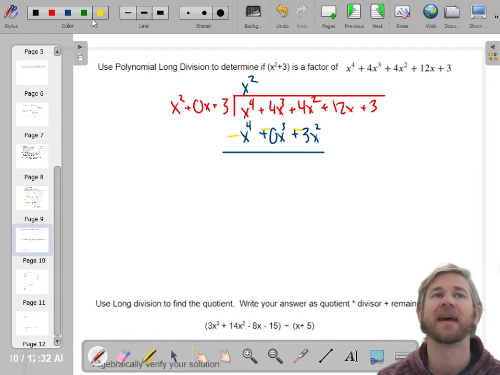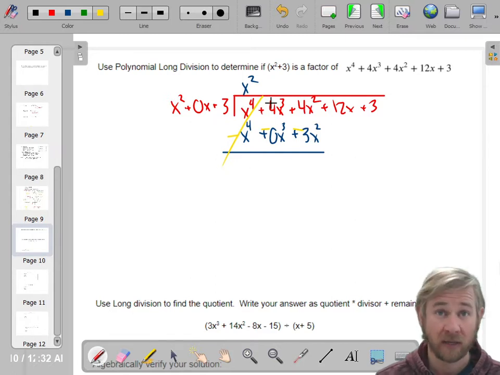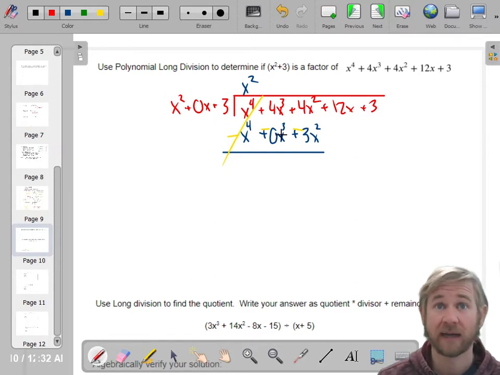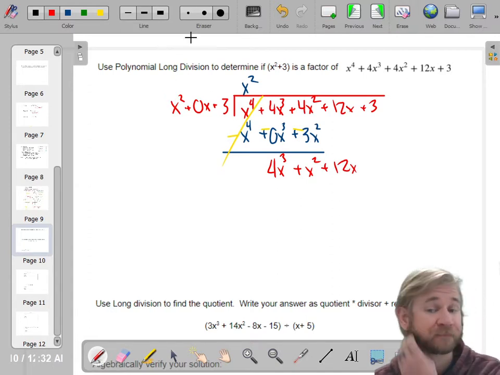And now what will happen every time is those should cancel. If your first terms don't cancel, you're kind of wasting your time. You're not doing long division. Now I'm going to subtract 4x minus 0. Well, that's 4x cubed. And 4x squared minus 3x squared is 1x squared. And I'll bring down the 12x because I'm working with a trinomial.